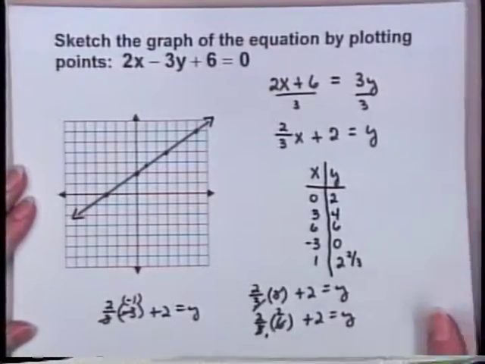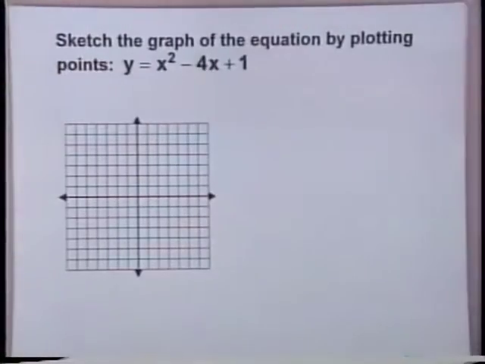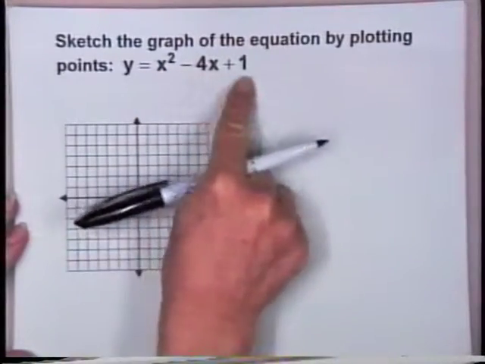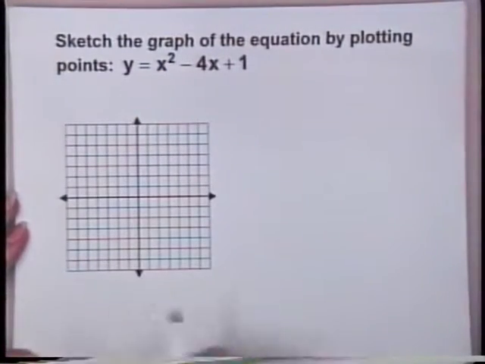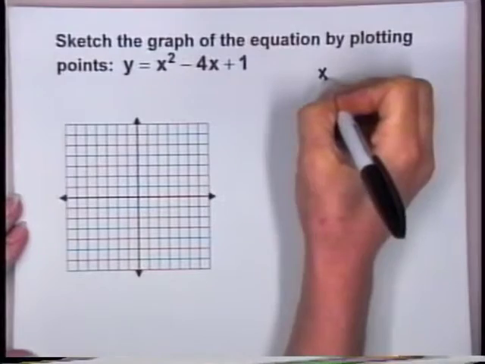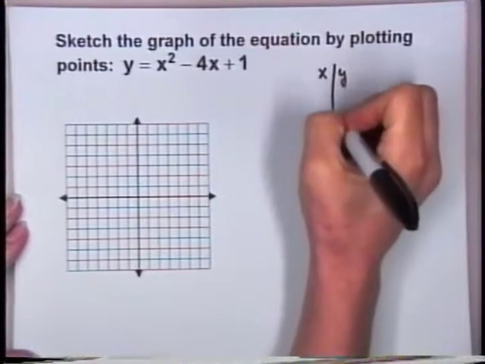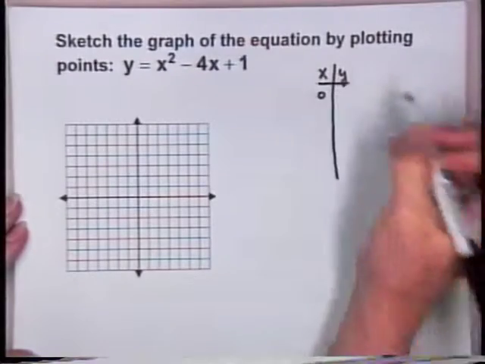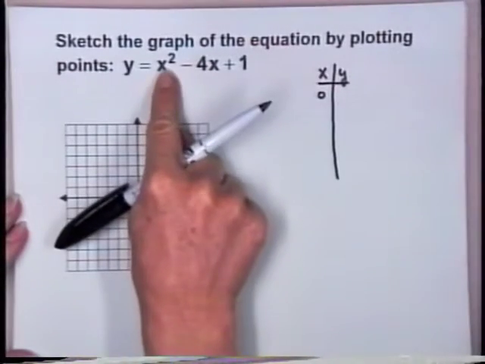Okay, let's do another equation. We're going to sketch the graph again by plotting points. Now this equation has already been solved for y, so it will make it real easy just to find values of x here and put those in. So let's set up an xy table like we did a while ago. And I'm going to start out the same way we did a while ago. Let me choose x to be 0. This will make that real easy.